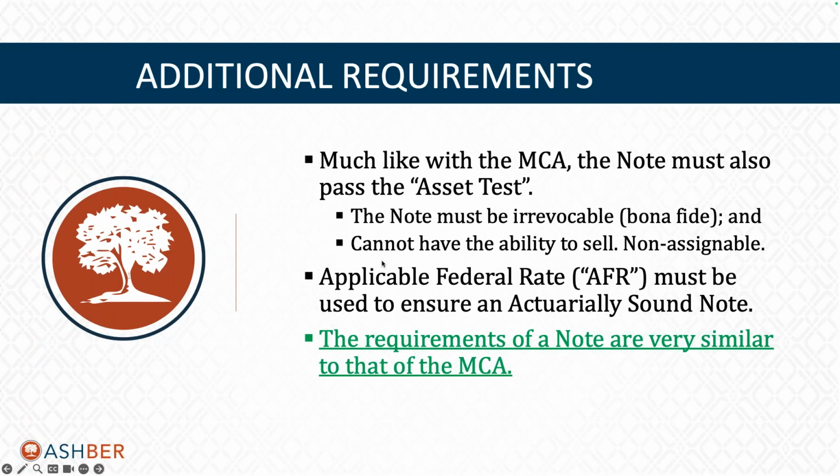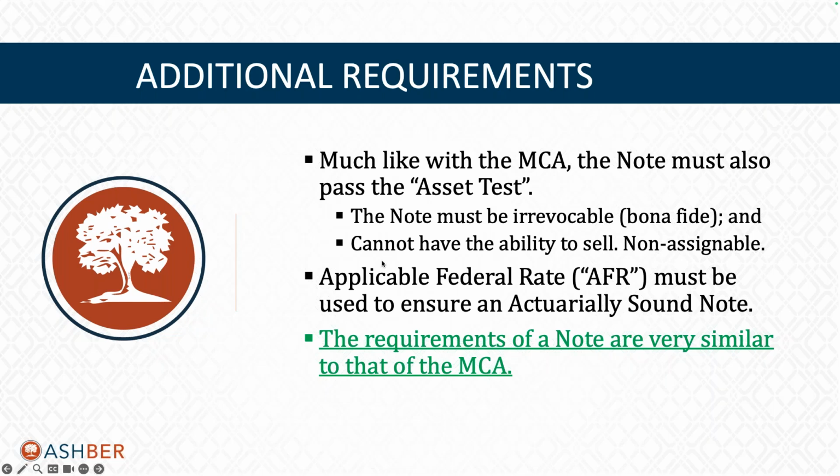In addition to that, the note must also pass what I call the asset test. It must be irrevocable or bona fide, and it cannot have the ability to be sold. So we want irrevocable and non-assignable notes as well. And then to make a promissory note actuarially sound, we need to apply the applicable federal rate, which I am referring to as the AFR. So again, to make sure we have an actuarially sound note, we need the current AFR applied.